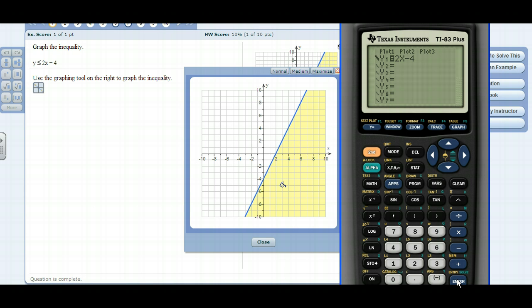So there's a solid line. Right now that's going to make a solid line versus a thin line. And then there's our greater than. That's going to shade above the line, and that's going to shade below the line. So now I hit graph, and it shades below the line. So that verifies that we got the correct answer. And we already have it, but that kind of just shows what it would look like on your calculator.